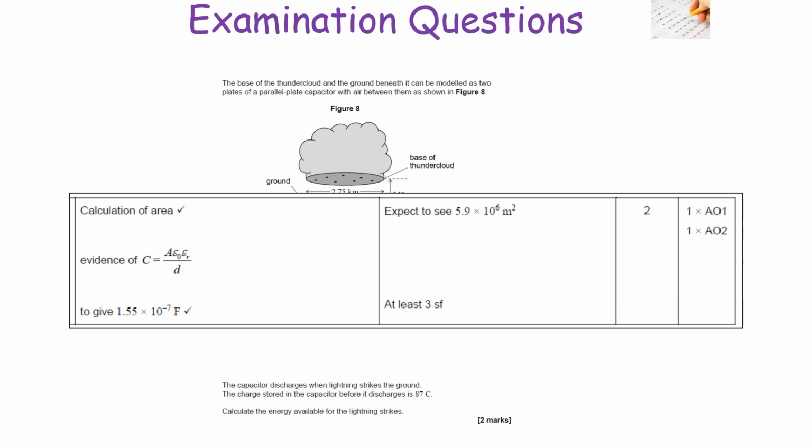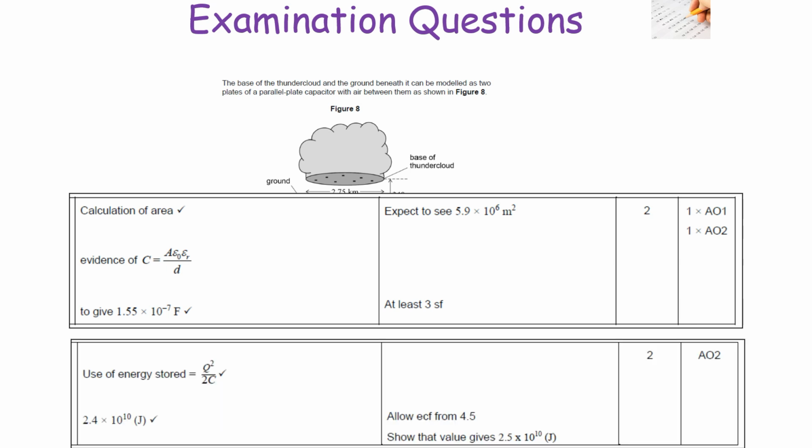Now, the next question asks you to work out the energy. Now, you've got your charge there, and you've got your capacitance as well. So you can use your equation E is equal to a half Q squared over C. Now you can pop in your values. You've got your charge from the question. You've just worked out capacitance, so you can work out your energy to be 2.4 times 10 to the 10 joules. Look to see what values you've been given in the question and refer to your equations, which are given to you in your equation book.